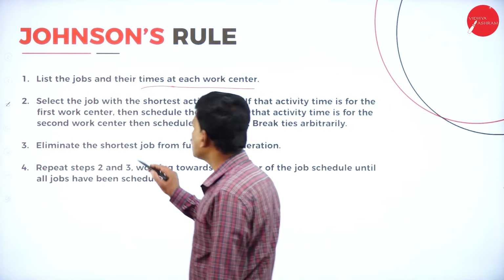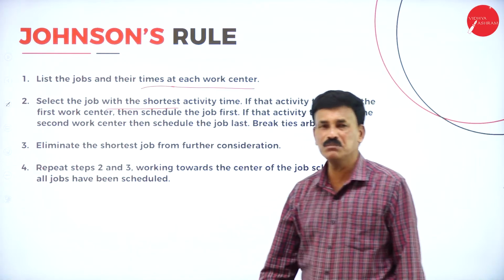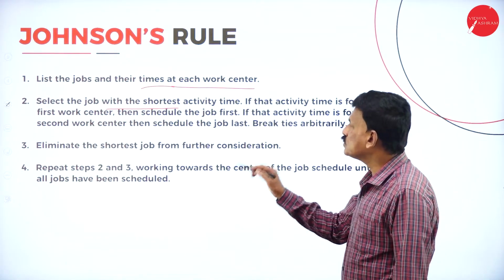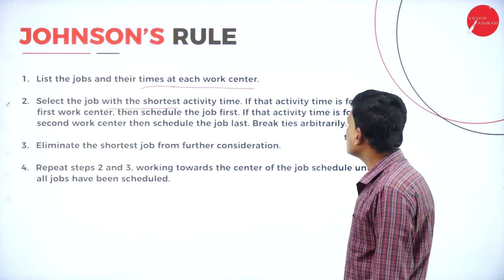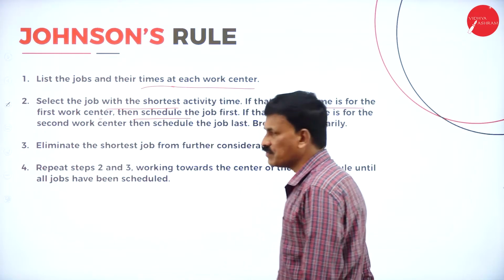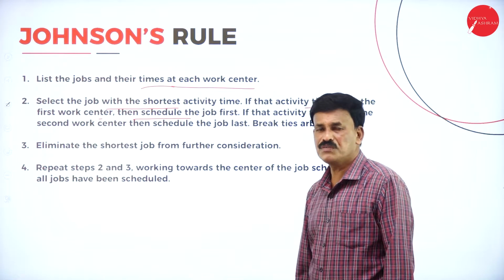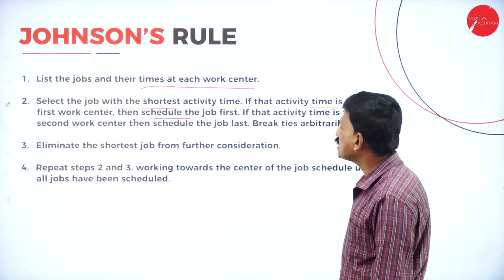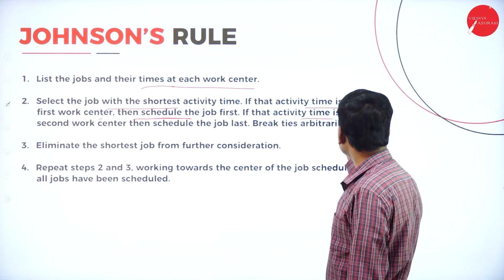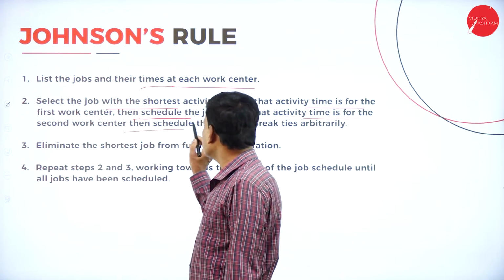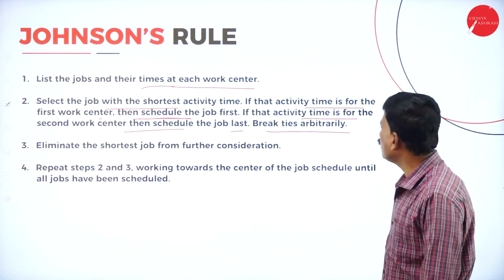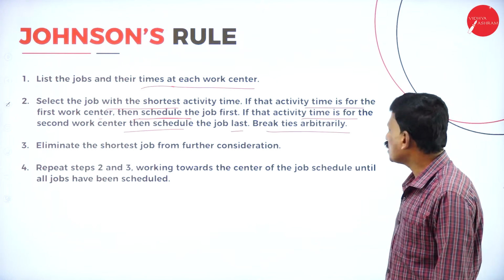The second step is to select the job with the shortest activity time. The minimum value is to be selected. If that activity time is for the first work center, then schedule the job first. So we choose the minimum value; if it is minimum for the first, we assign it to the first. If the activity time is for the second work center, then schedule the job last. And break the tie if there is one. If there is any tie, we break the ties arbitrarily.